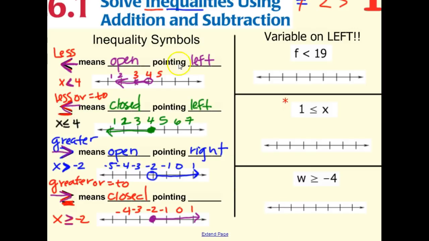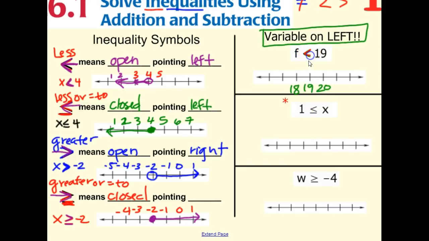So there's an introduction to our symbols. If that's a little confusing, we'll practice that a lot today. So this one, we just need to graph. Our variable always has to be on the left. If it's not, we've got to take the equation and flip it around. So right here we have f is less than 19. So I'm going to put 19 on here, right in the middle. You don't need to number all the lines. I'm just going to number a couple. 18, 19, 20.